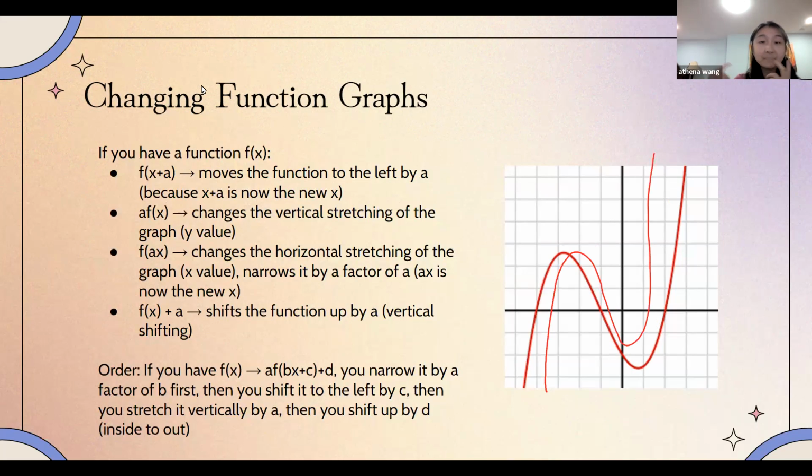Okay, f of ax would change the horizontal stretching. It would make it narrower because now we have ax equal to the x value. So it makes that value at ax become the value of f of x. So f of ax is over here. Then we would now make it equal to the point like f of x. And so it would just make it narrower.